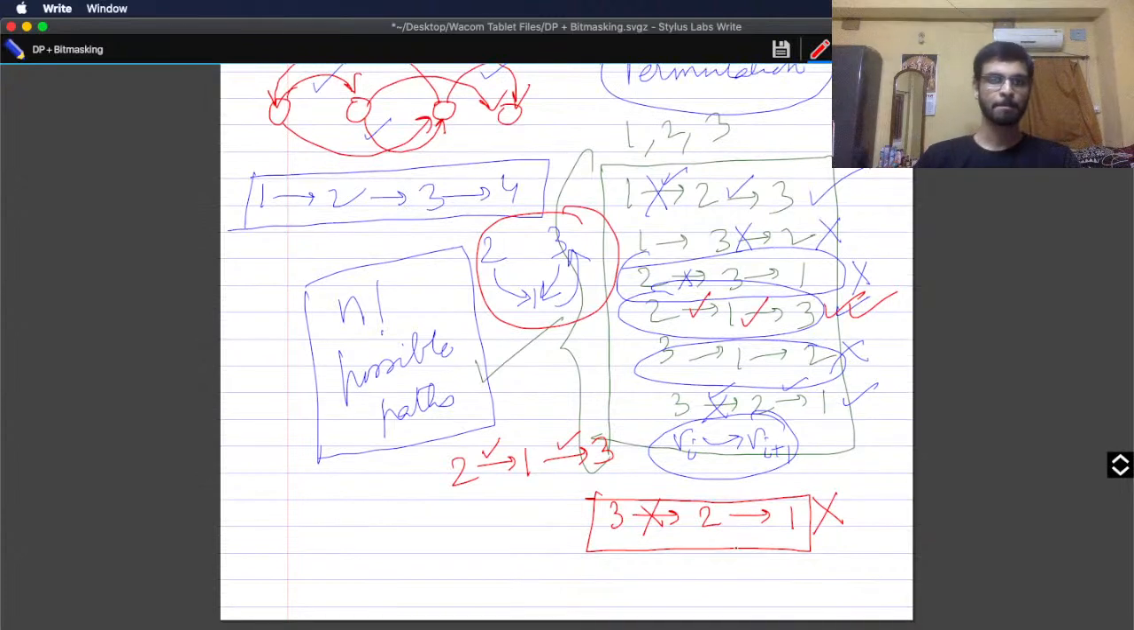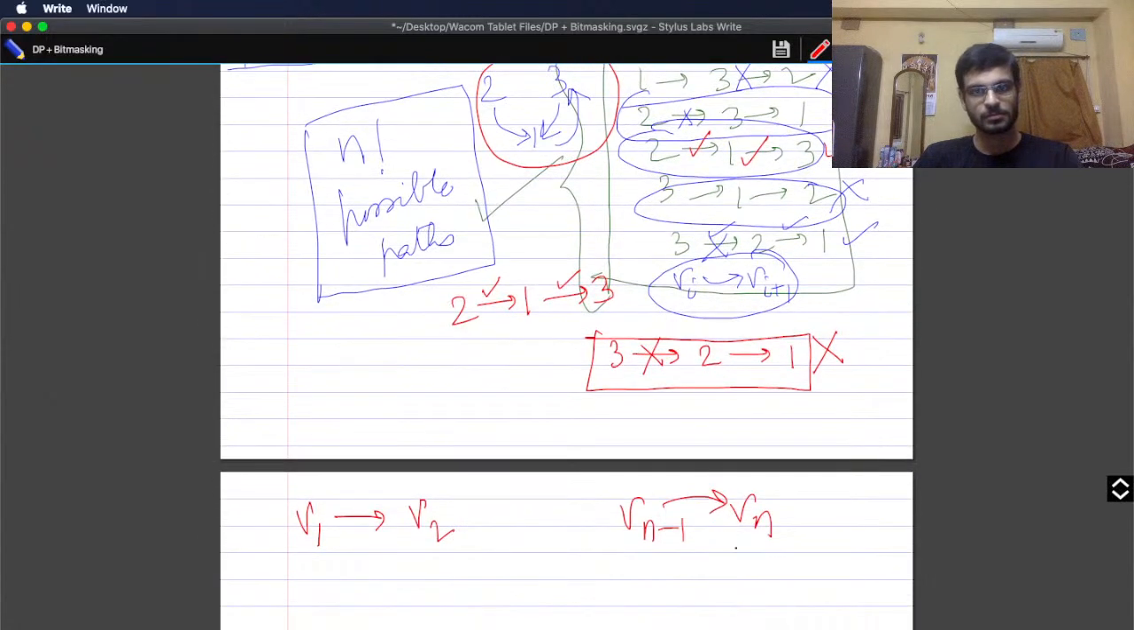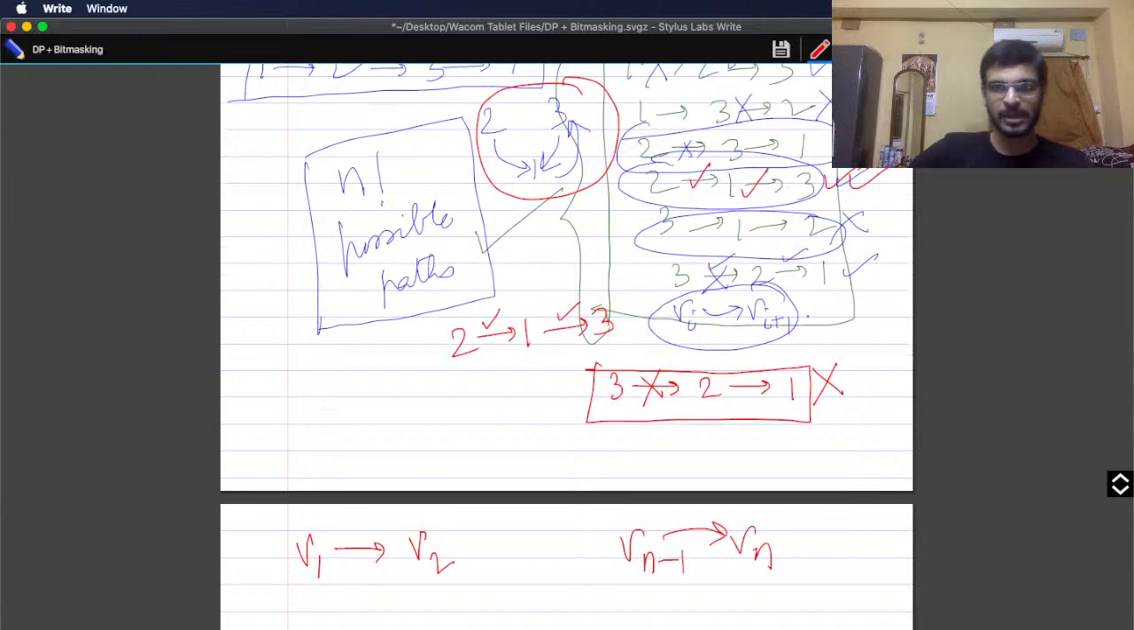Make sense? Makes sense, Hassan? And Guru, I hope it makes sense. n minus 1 is going to be the last index of i, and this is i plus 1. So i will range from 1 to n minus 1, right? Rest of the notation is good.